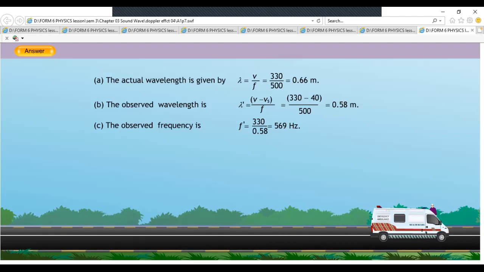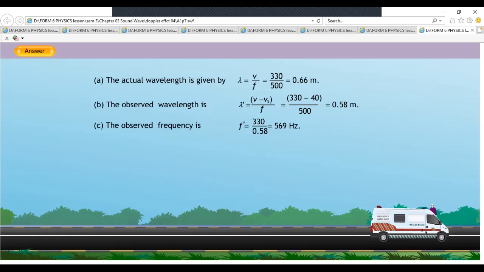Meanwhile, we have two frequencies here. That is 500 Hertz and 569 Hertz. Ladies and gentlemen, in this case, the pakcik, the observer at the roadside, hears the siren from the ambulance at 569 Hertz.